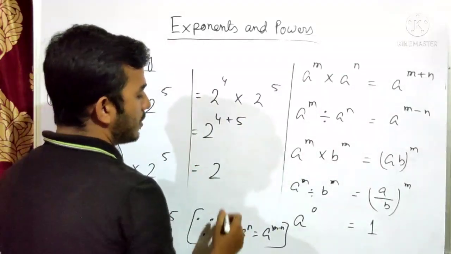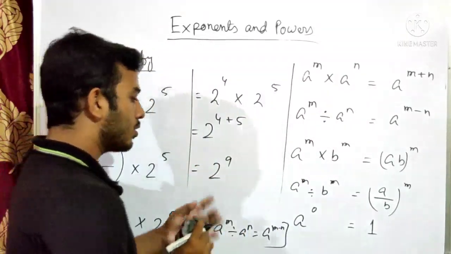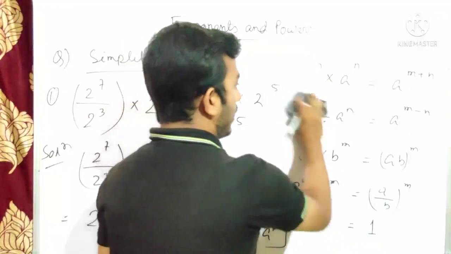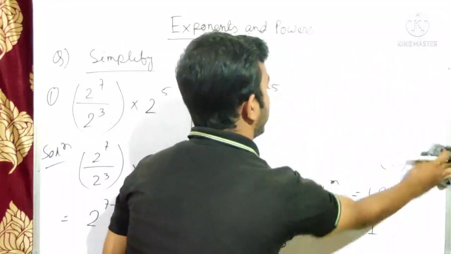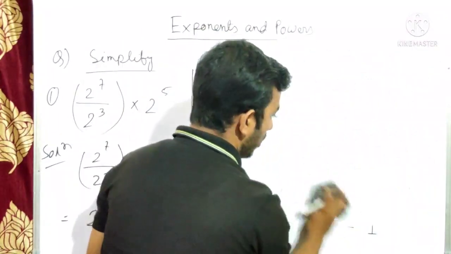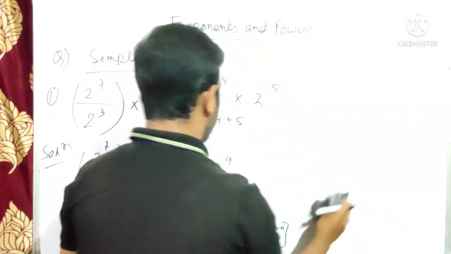2 power 4 plus 5 is how much? It is 9, isn't it? So this is your result. As I told you, you have to write the relations which you are using in the bracket.